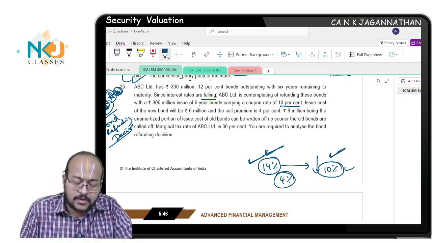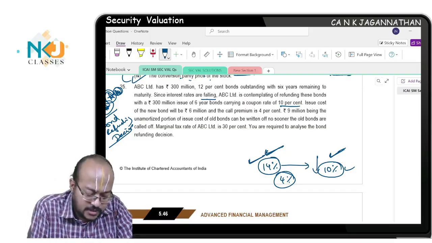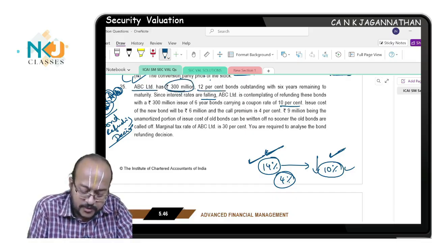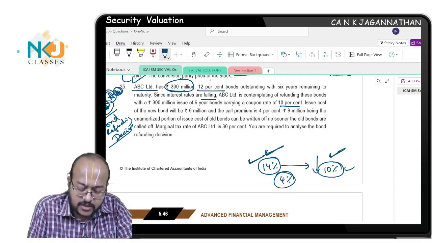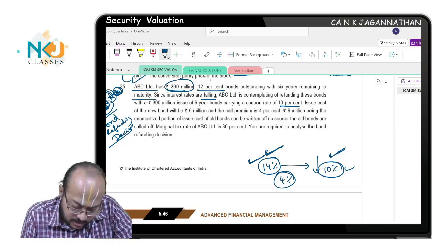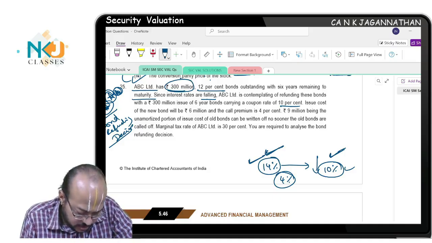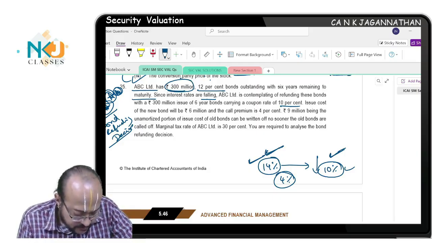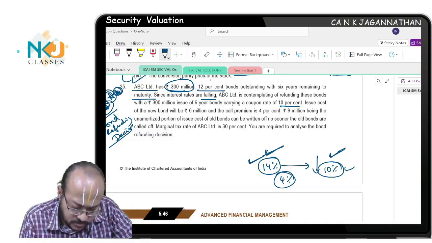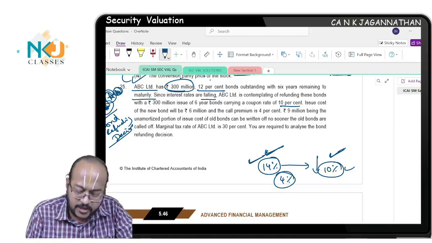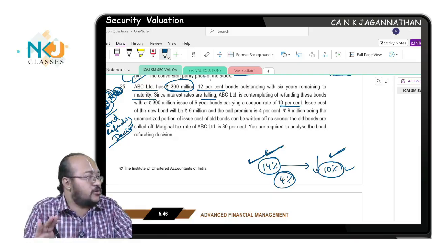This is the situation. Here they are saying, ABC Limited has 300 million worth of bonds, carrying 12% interest, outstanding with 6 years remaining to maturity. Today, what happened? Initially how many years it was issued for, they have not mentioned, no issues.